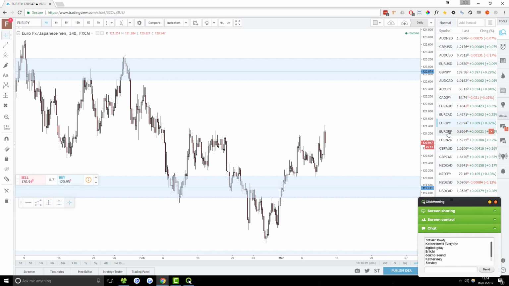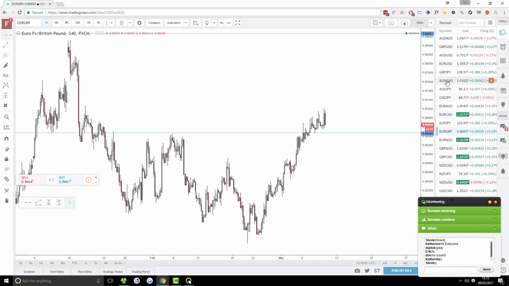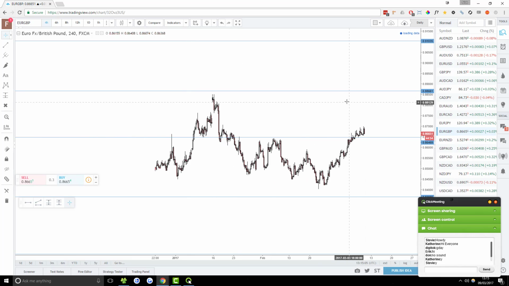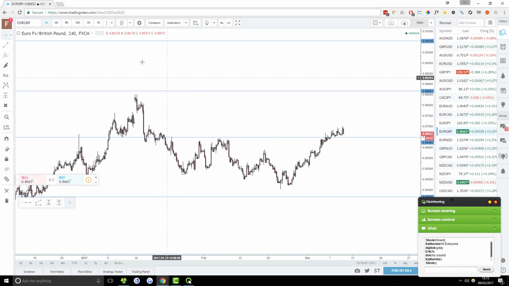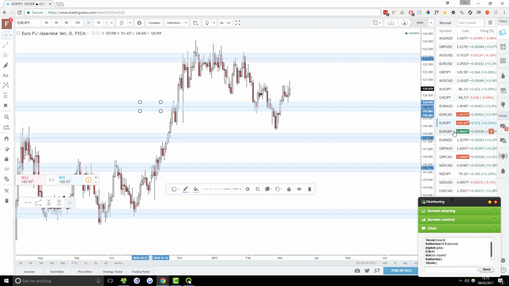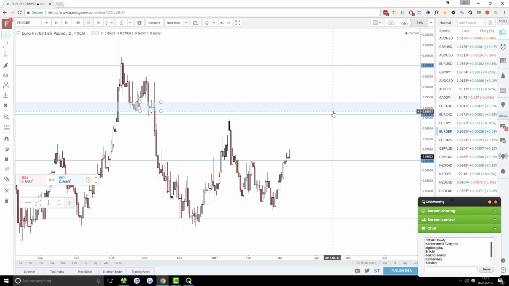Nothing much on Euro JPY. This is some boring analysis that we're doing today. I removed all the shaded areas from this one, that's why it looks so weird. All right, I'm gonna replace the shaded areas because it looks like we might have something decent happening here.